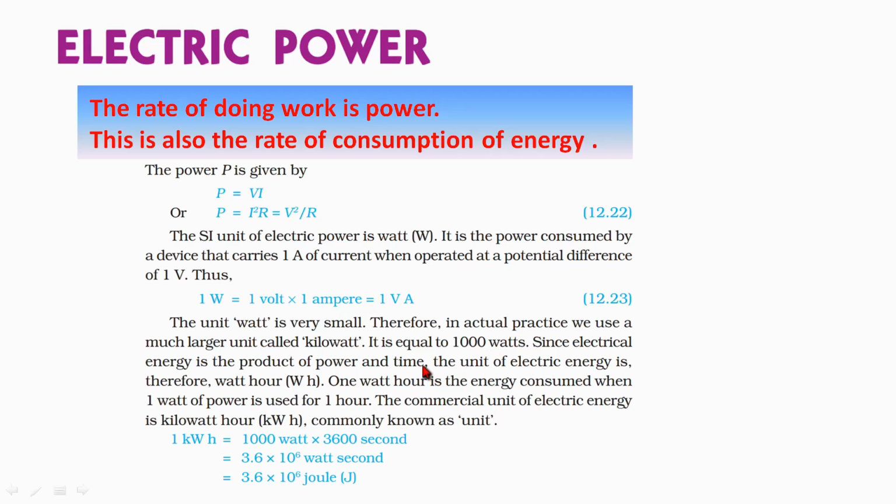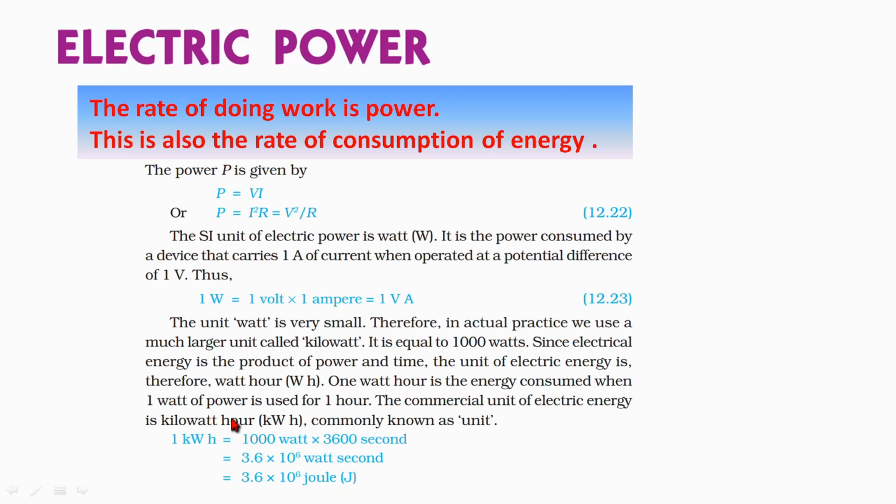Since electrical energy is the product of power and time, the unit of electrical energy is watt hour, or kilowatt hour. 1 watt hour is the energy consumed when 1 watt of power is used for 1 hour. The commercial unit of electric energy is kilowatt hour, which you see in your electrical bills. 1 kilowatt hour is 1000 watt into 1 hour, which is 60 into 60 seconds. So it becomes 3.6 into 10 to the power 6 joules.